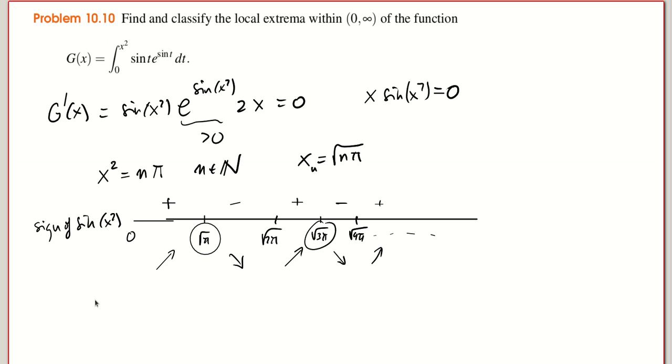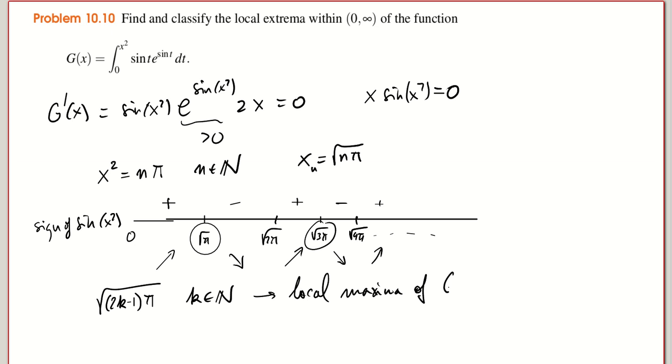So every point of the form square root of (2k-1) times pi, for k a natural number, right? For k equal to 1, you have 1 here, that's the first. So every one of these points is a local maximum of G. And points of the form square root of 2k times pi, where k is a natural number, are local minima of the same function. So that's the classification of all the points of this function.